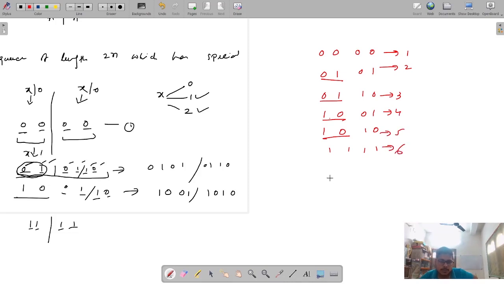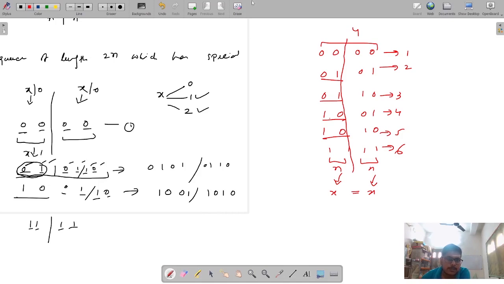So the answer is 6 because I have to count the number of binary sequences having the same number of ones if I bisect the 2n length. So the sequence is actually of length 4. I bisect them and I get an n length and n length. The number of 1s in this n and this n must be the same. Okay.